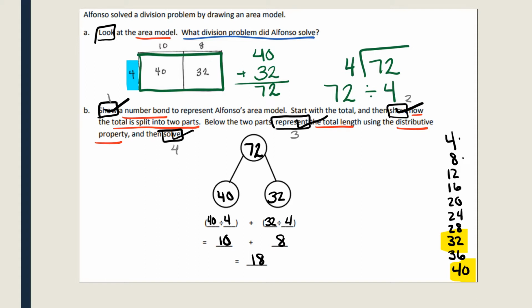Now, as always, we can check our answer to make sure we got the right one by using multiplication. 18 times 4. 8 times 4 is 32. 4 times 1 is 4, plus 3 is 7, and I'm back with my dividend, so it checks.